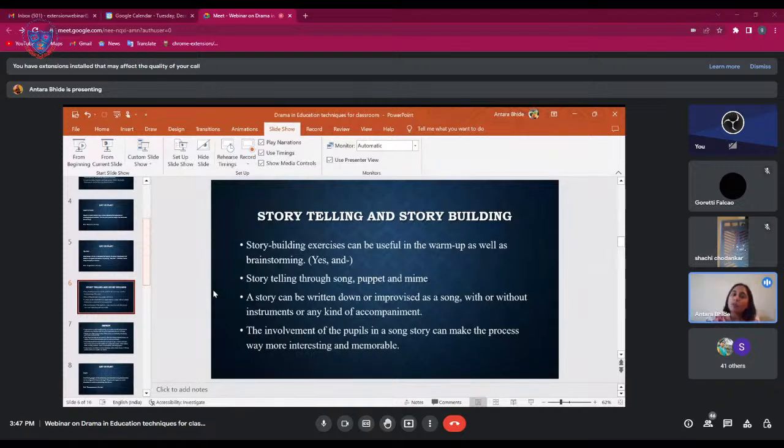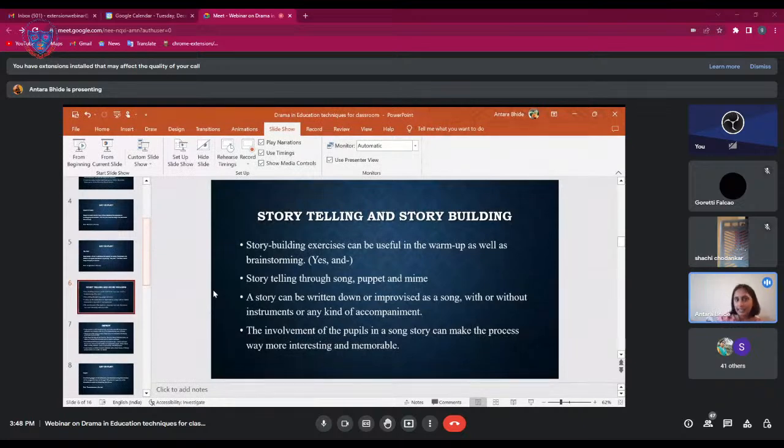Okay. But storytelling can also be done through songs, puppets, and mime. We've done this in class. We've done storytelling through song and puppet, a little bit of it, but we've touched that part. So in terms of DIE methods, of course, stories can be written down, they can be improvised, story songs can be written. You can use instruments, guitars, something to give the rhythm, or you can use clapping or other sounds, like you can make your own sounds in a class. Of course, all of that is there.